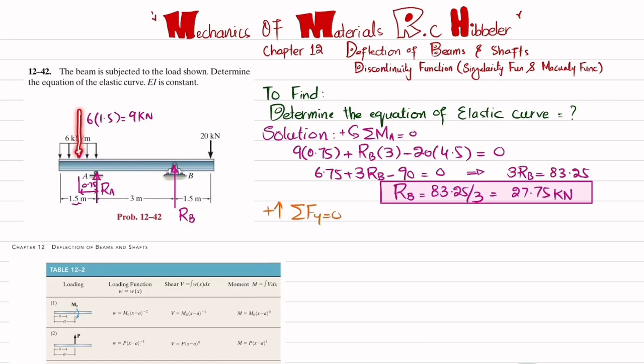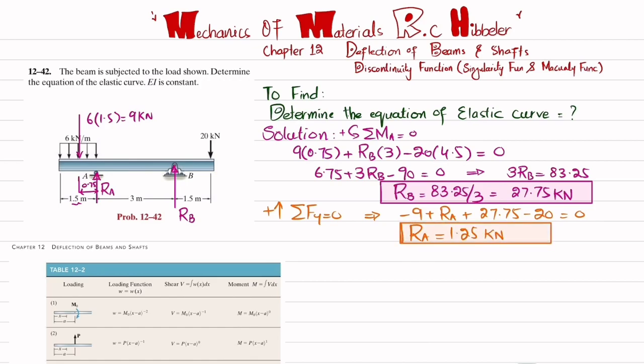So you can see one force which is -9 that is acting downward plus RA plus RB -20 will be equal to 0. So I will write from here, you can see -9 plus RA plus RB, which is 27.75 minus 20 will be equal to 0. And when you calculate it, you will get RA will be equal to 1.25 kilonewton.